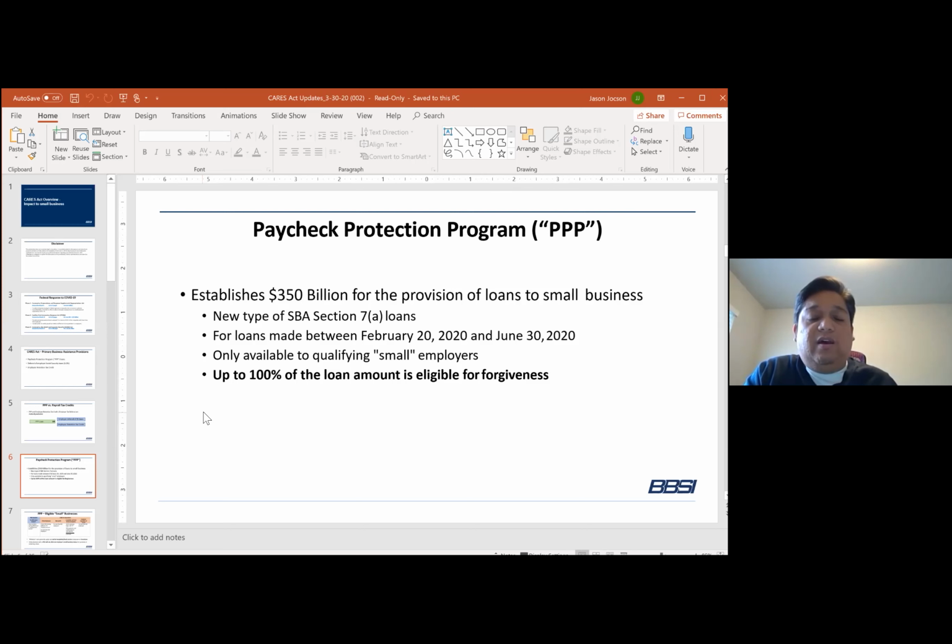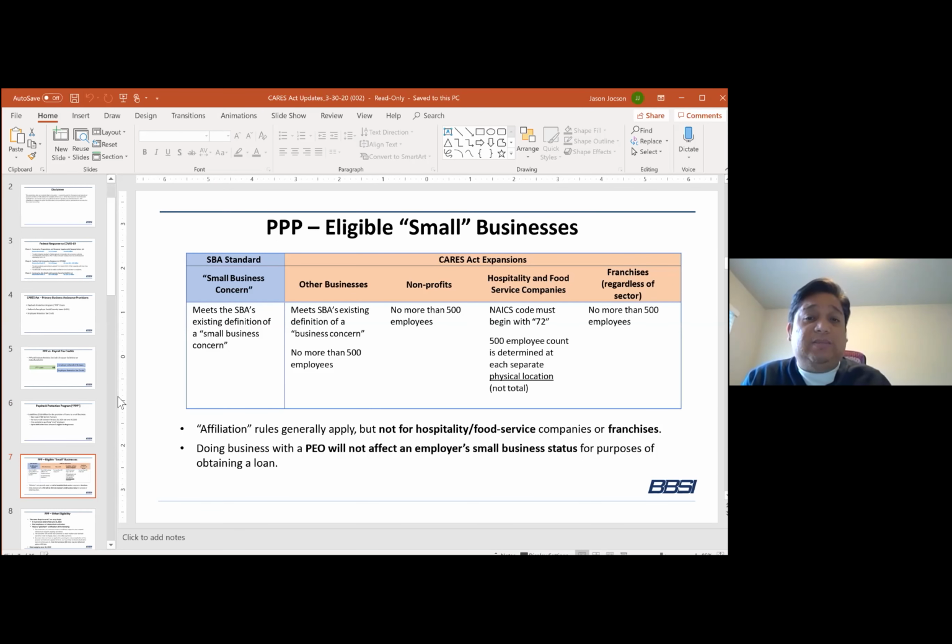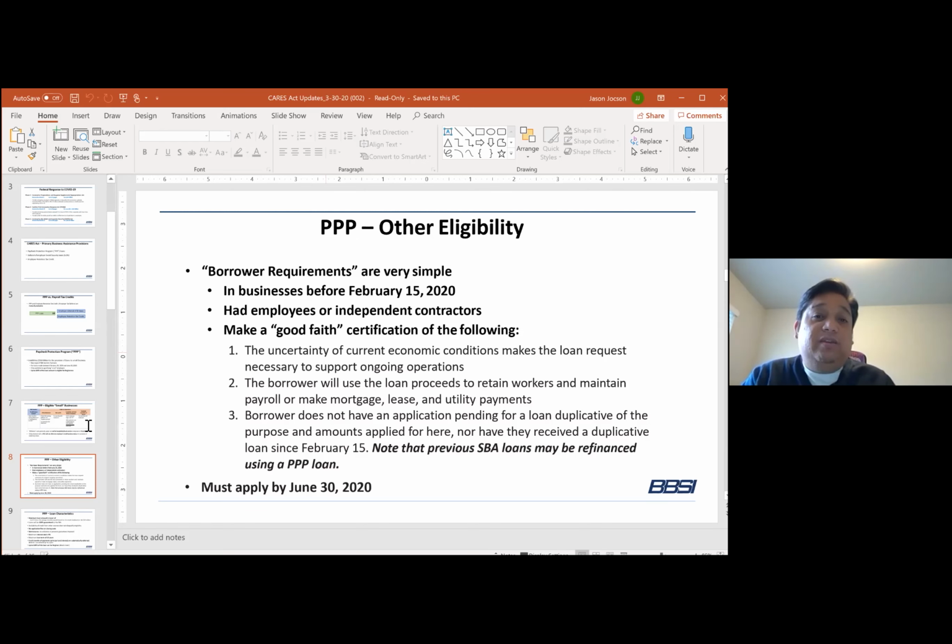I don't know how much detail we can go into, but what does a small business mean? Small business is basically a company with 500 employees or less. That's a high level overview. The eligibility requirements are very simple. You have to be in business as of February 15, 2020. So you can't just start a business today. Right.